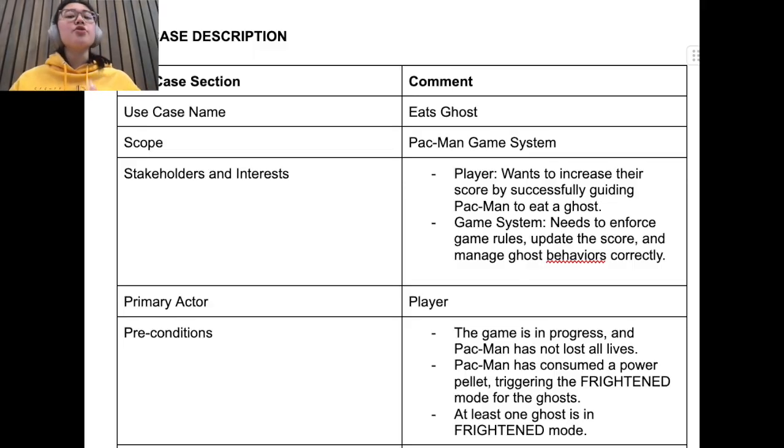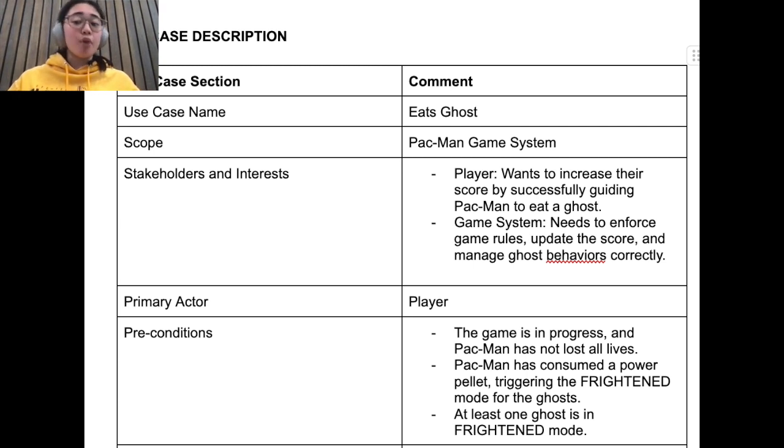Let's start with the use case diagram, which focuses on the specific scenario of each ghost. In this scenario, the primary actor is a player who interacts directly with the Pac-Man game system. The player's goal is to increase their score by guiding Pac-Man to eat a ghost. For this to happen, several preconditions must be met.